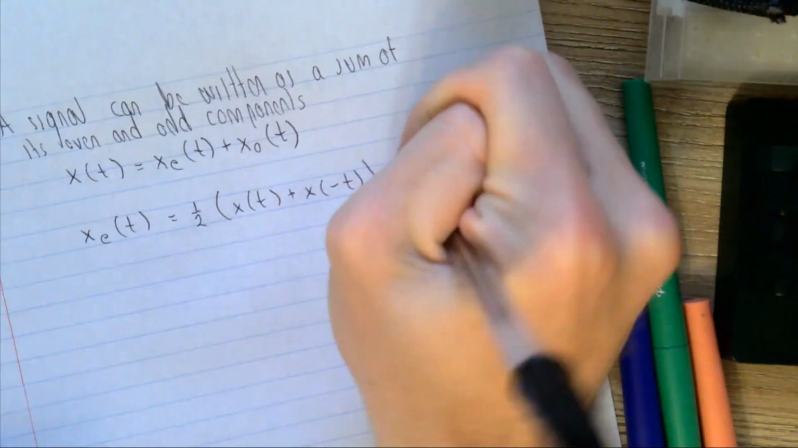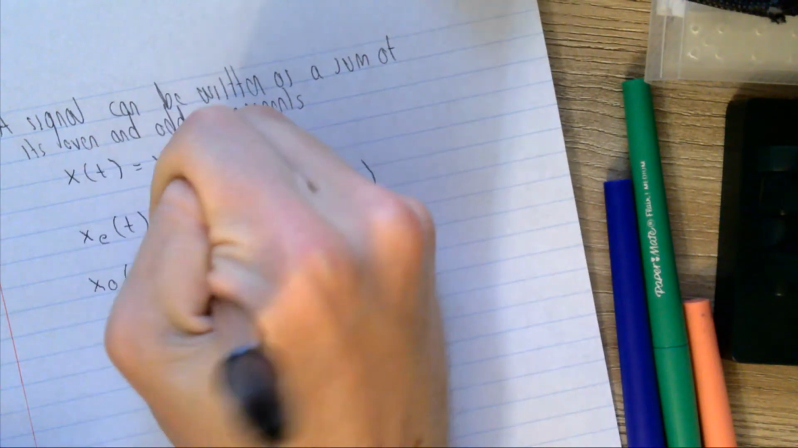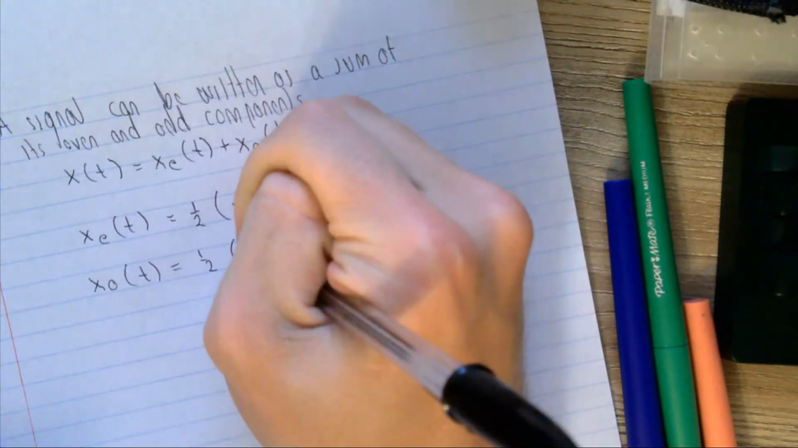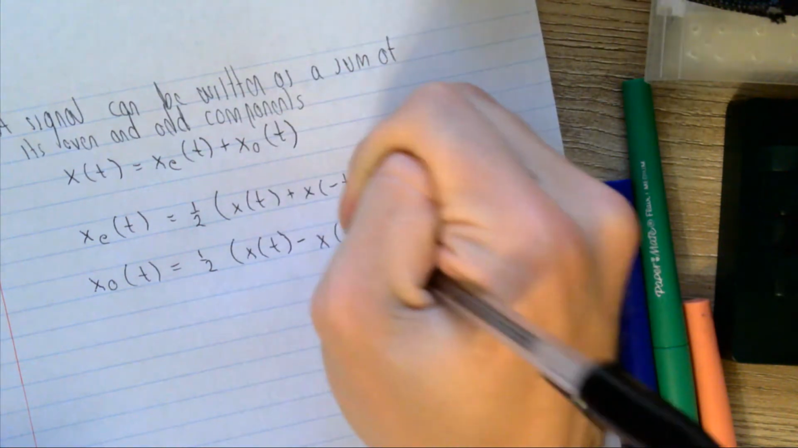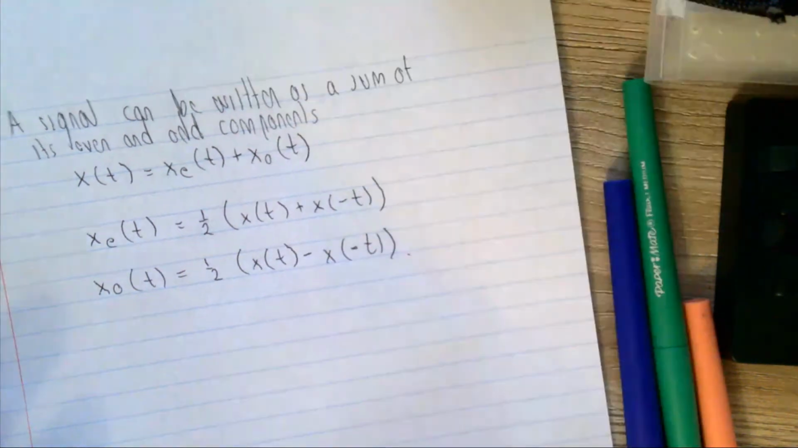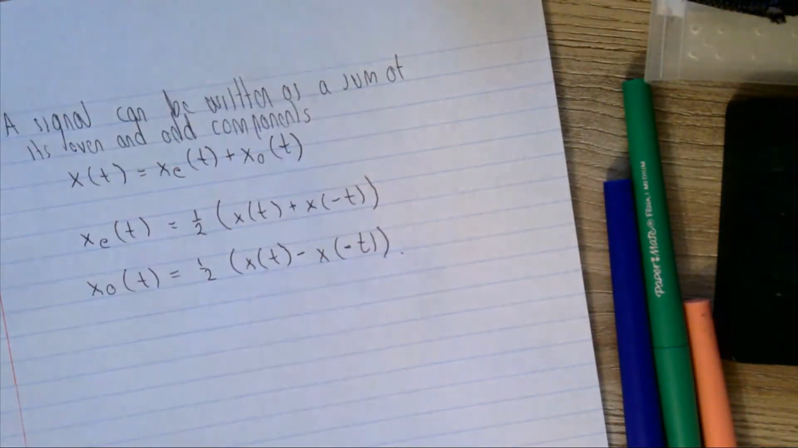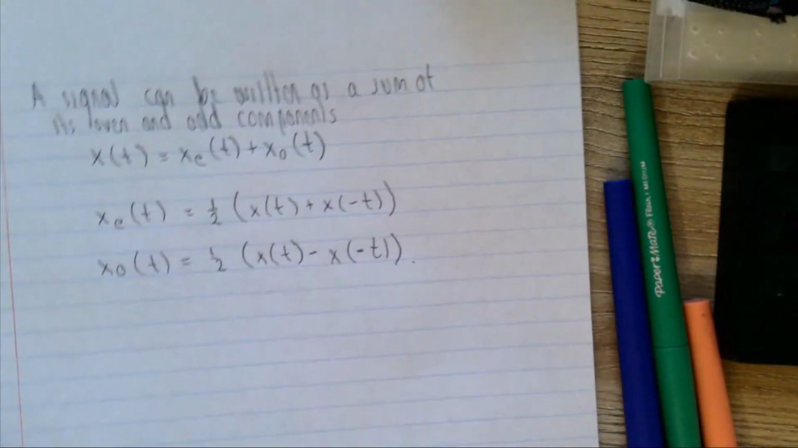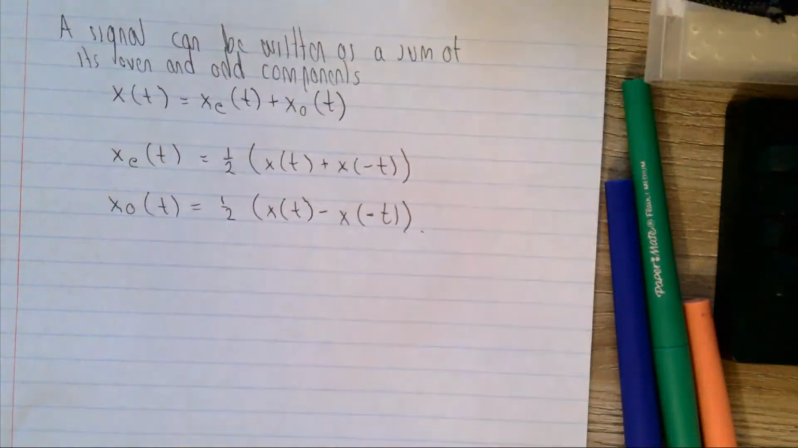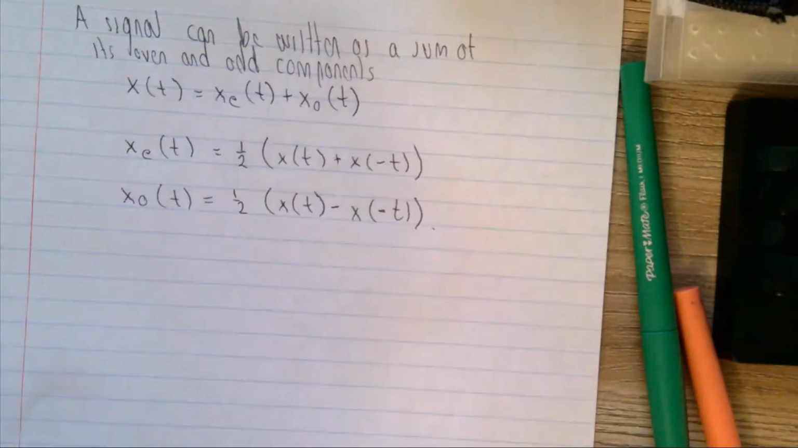And so then our odd signal is going to equal 1/2, and then it's x of t, and then minus x of negative t. And so basically, the even and odd components, if you add them together, you can produce your original signal. So it's just trying to show you that you can make a signal out of its even components and its odd components. Just if you know the beginning 1/2 x of t, then the other part is just given.